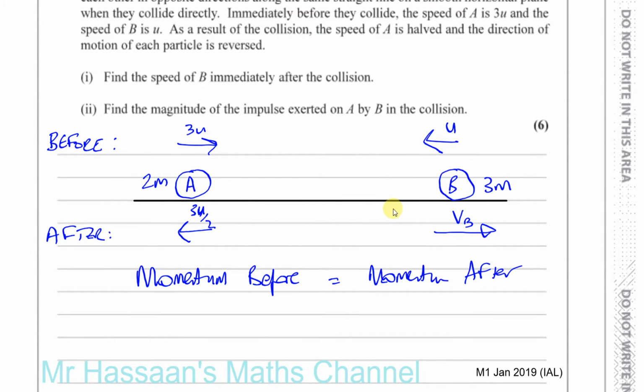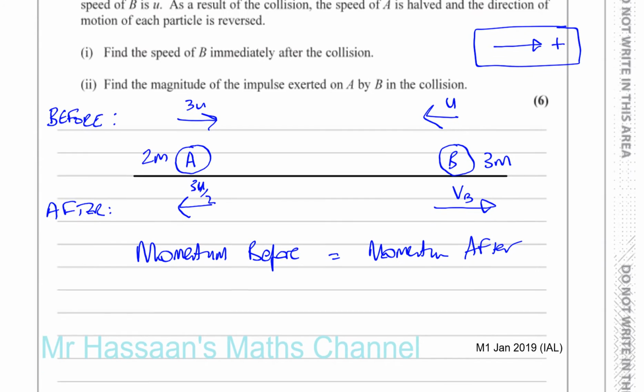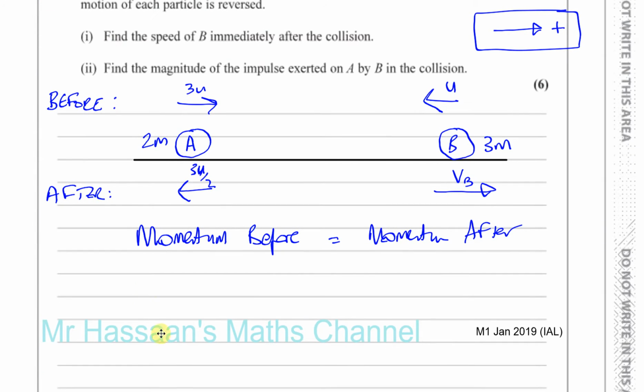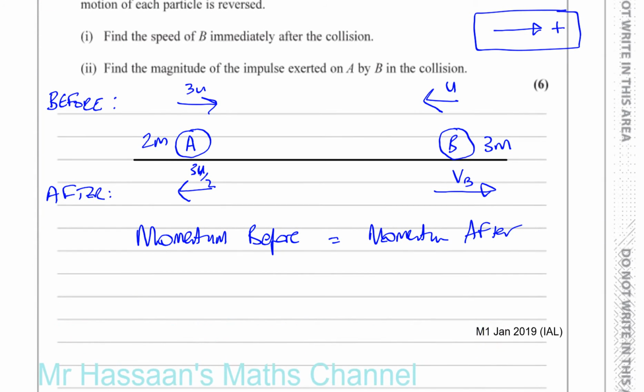Now what I'm going to do is choose a direction to be positive. And normally you choose right to be positive. It doesn't really make much of a difference in the end, but you have to be consistent. So I'm going to choose right as positive, and you have to be really careful about directions in these questions, as I said. Otherwise a lot of people lose marks because they mess up the directions.